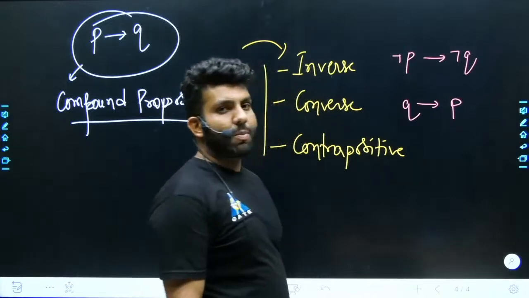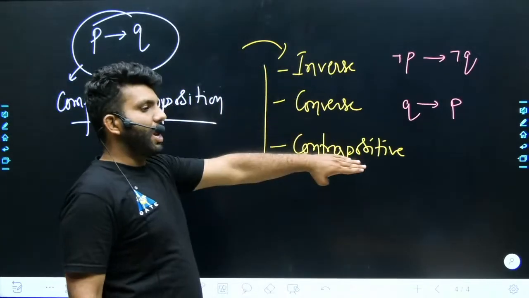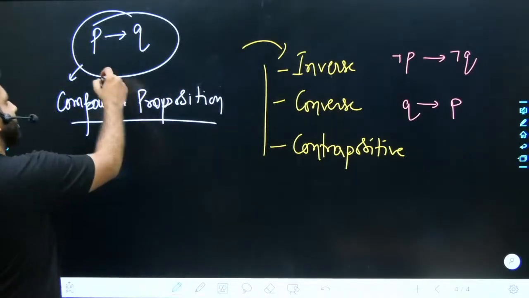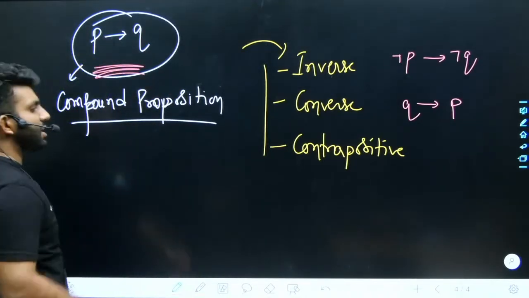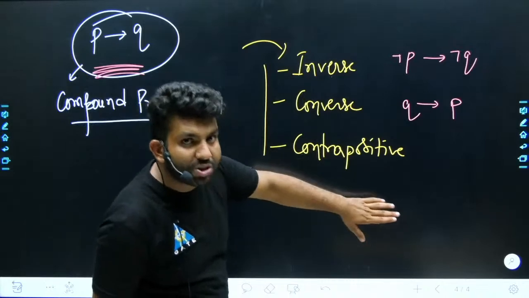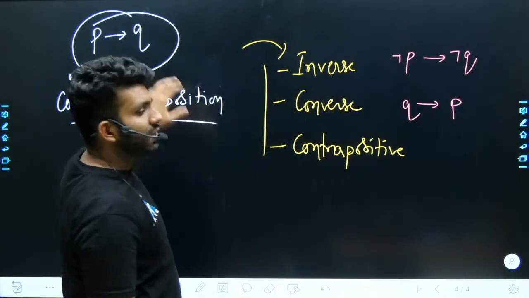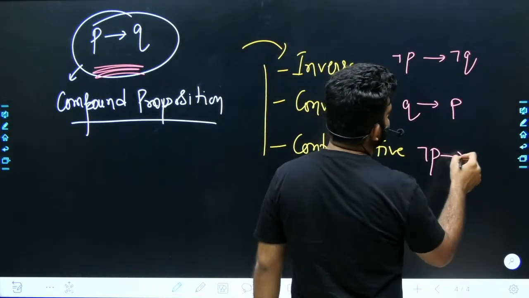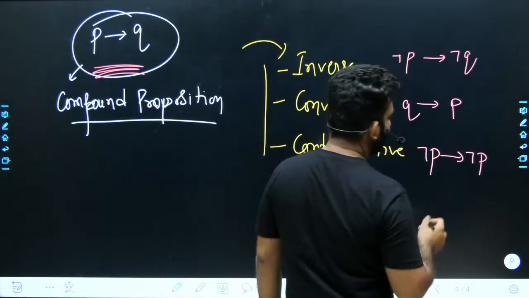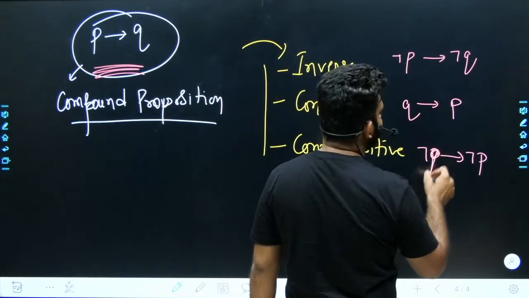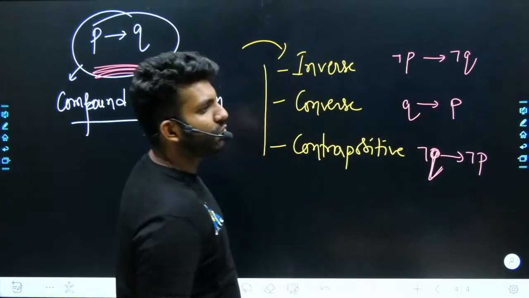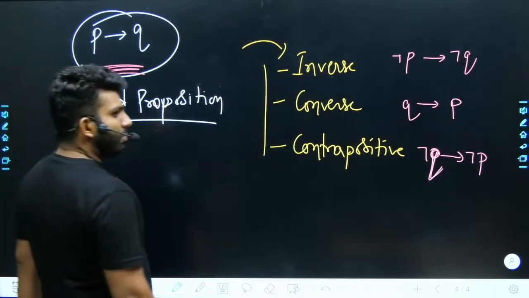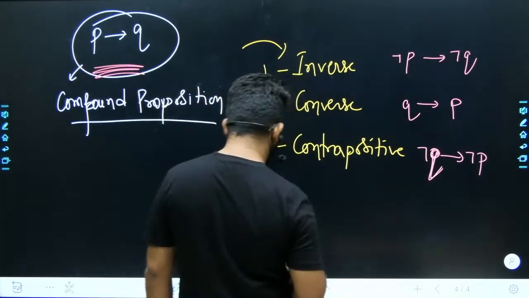And if I talk about the contrapositive for any implication you are having, if you have this implication, what will be the contrapositive of it? Then it is going to be not of Q implies not of P. This is important. Not of Q implies not of P. I hope this is clear.